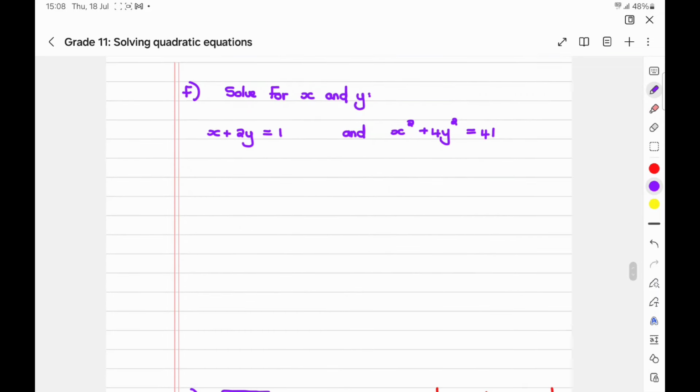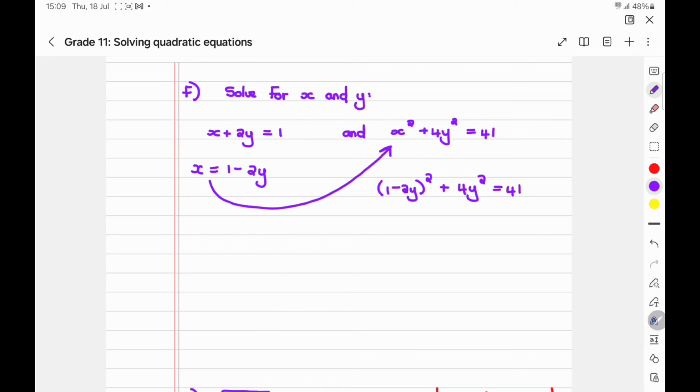Solve for x and y simultaneously. So first with the 1, we always want to get x or y alone. So x is equal to 1 minus 2y, and then you take that and replace it into that x, and then we have to square it like so. Then I'm just going to expand and FOIL out.